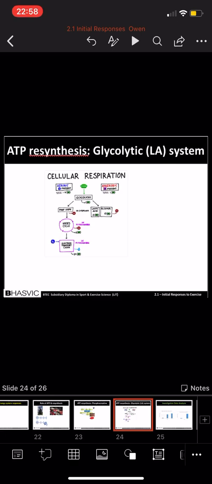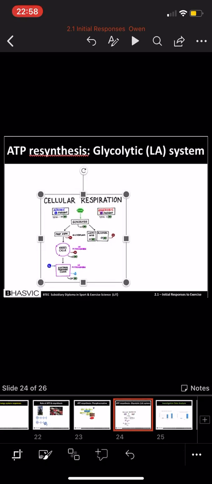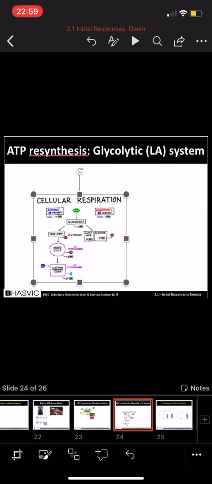Unlike pyruvic acid, lactic acid is a strong acid that can cause discomfort to people, such as fatigue. This is why the more you exercise without oxygen, the more energy you need for your muscles, meaning the glycolytic system will be used more, which creates lactic acid. This system is very good for around 2 to 3 minutes at maximal intensity.